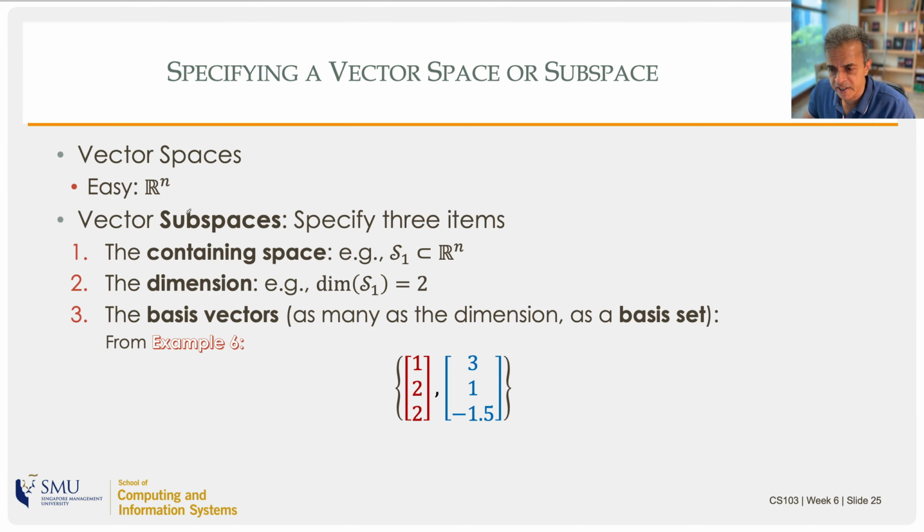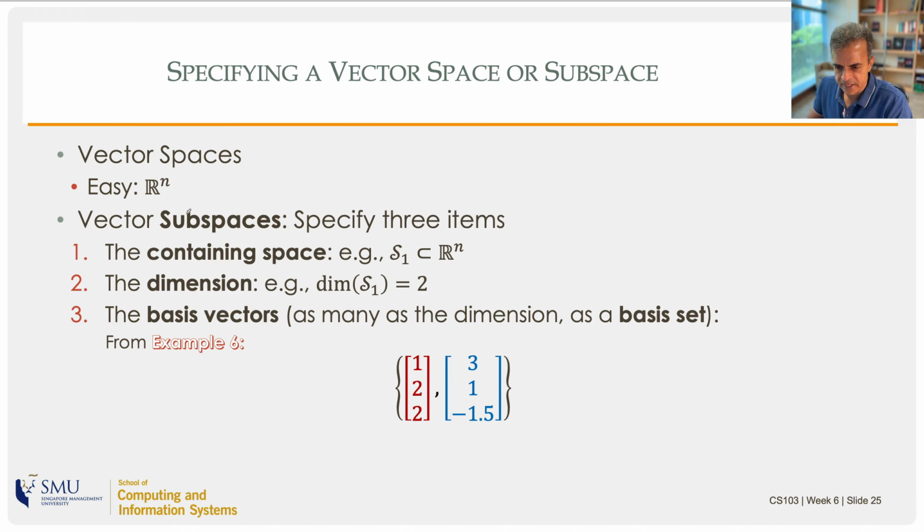Then you have to specify its dimension, because any number less than or equal to n could be the dimension of that subspace. So if it is a plane of vectors going through the origin, then you have to say that the dimension of this subspace that you're talking about, dimension of S1, is 2. That's not enough. The third thing you have to specify are the basis vectors, because I need to know what plane it is that you're talking about.